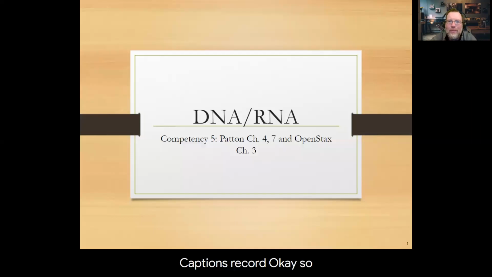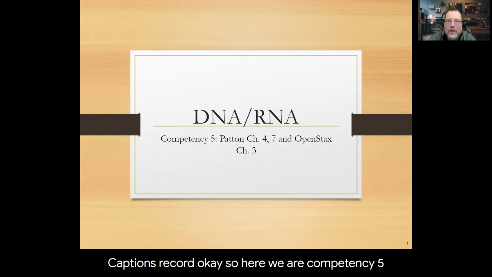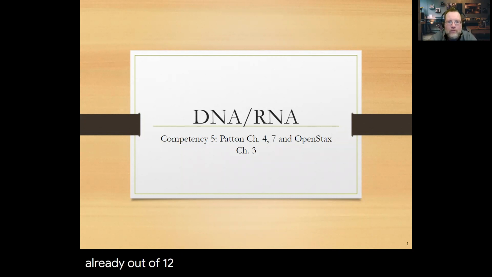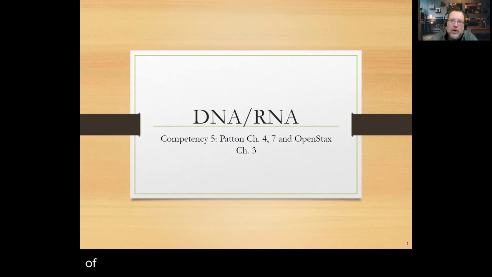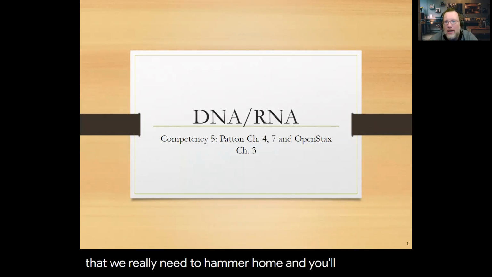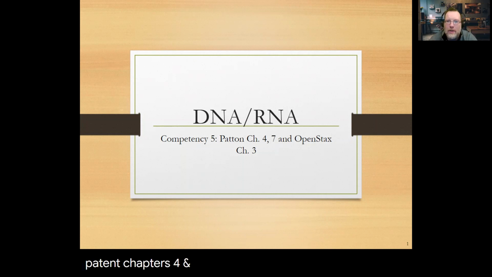Okay, so here we are, competency 5 already out of 12. This one goes through DNA and RNA. Relatively short and sweet, so I don't want to spend too much time. This is pretty straightforward. Some of the terminology may seem a little strange, so I'll try to make it a little more clear. But for the most part, there's just a couple of processes that we really need to hammer home, and you'll find in patent chapters 4 and 7 some information on DNA, RNA.